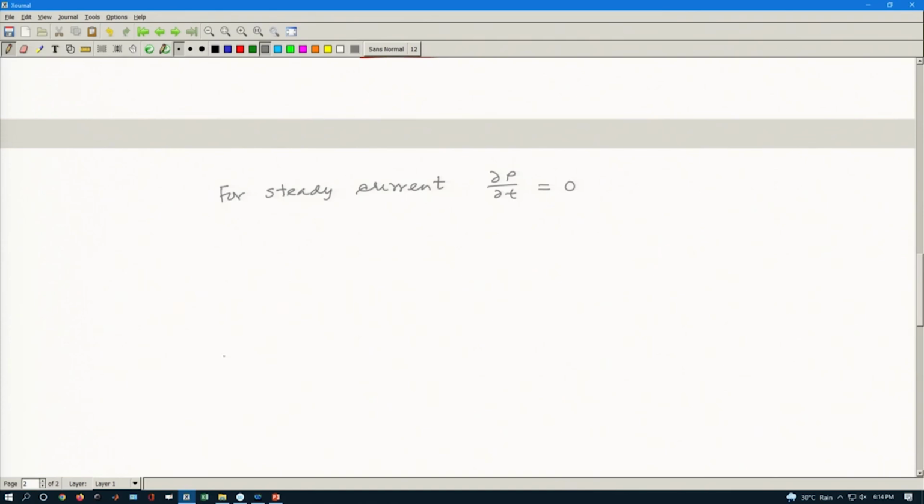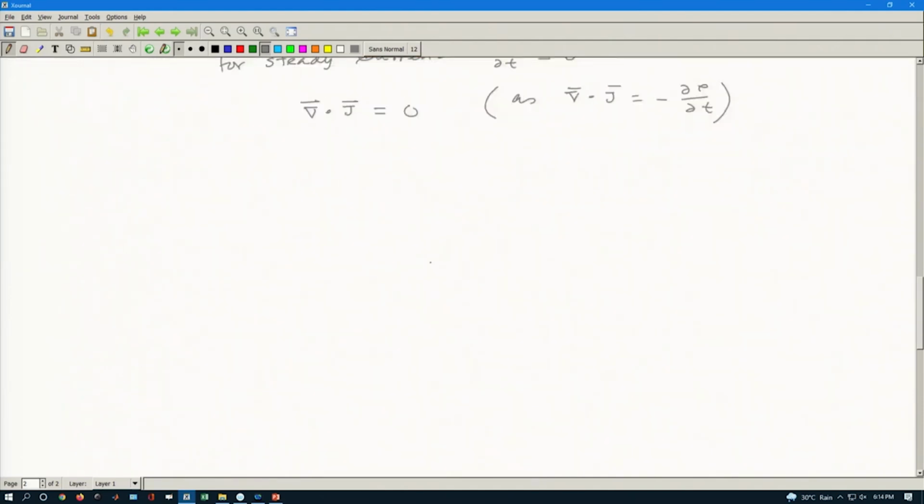It is 0. So, for steady current it is 0. That means under steady current I have a condition from the continuity equation that this has to be 0, as we know this is equal to minus del rho del t. So, this quantity has to be 0. Let us now try to understand this.